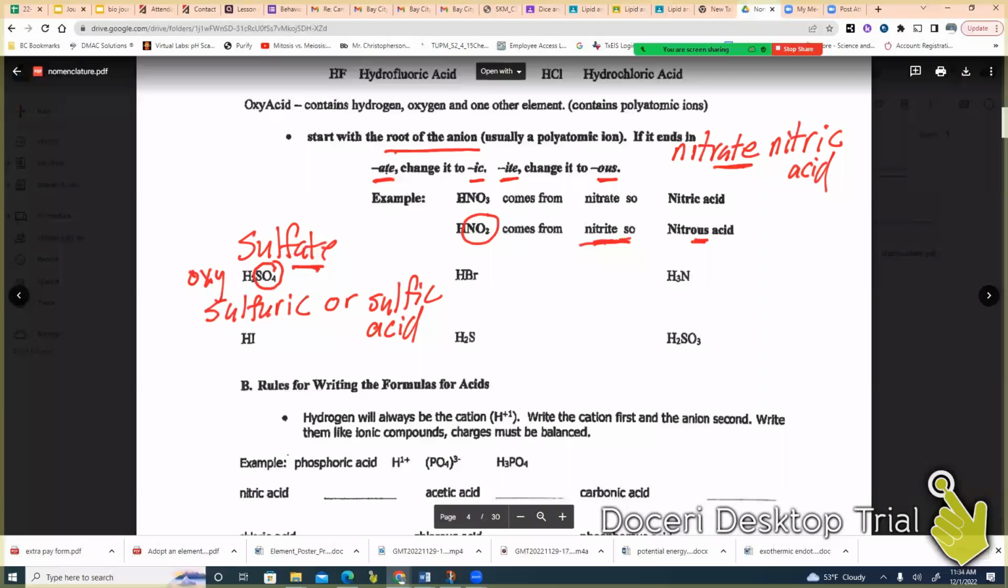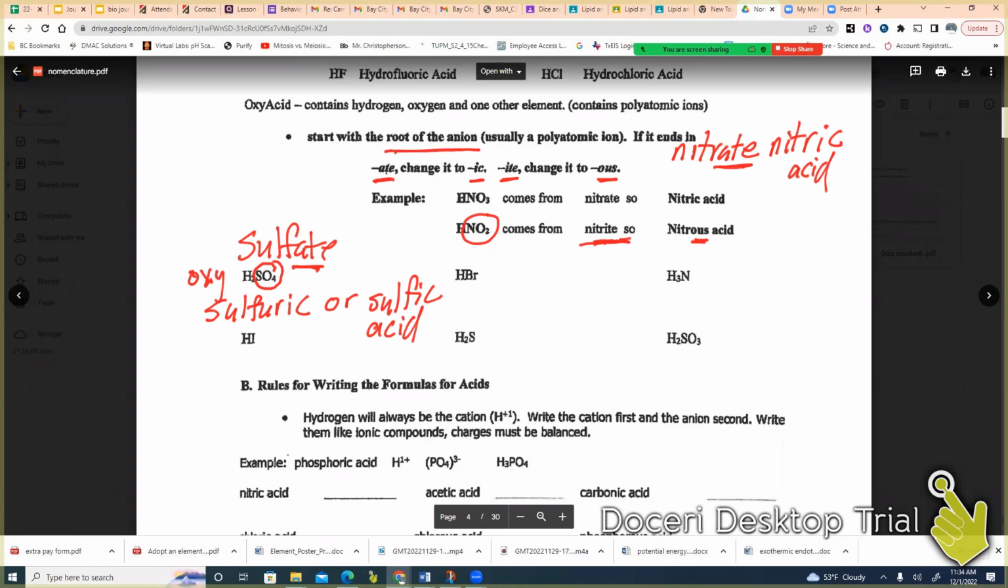Sulfuric is really the name of that, but it doesn't follow the rules 100%. There's a little bit of history behind it where they've kept it. So I would accept either one of those. If you gave me sulfic, it's obvious that you know how to apply the rules.